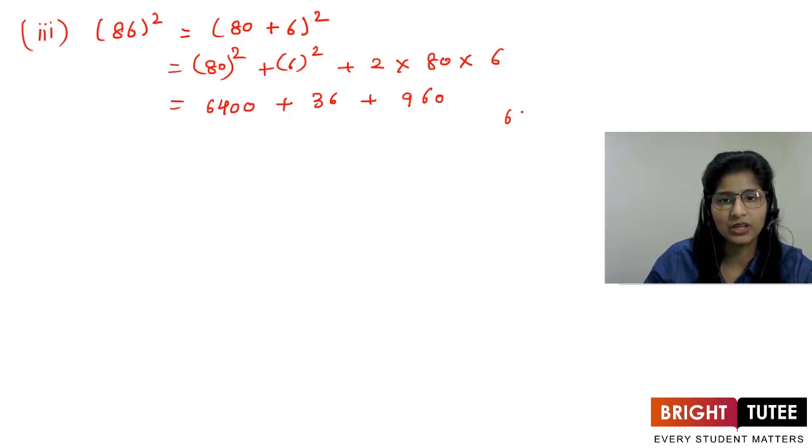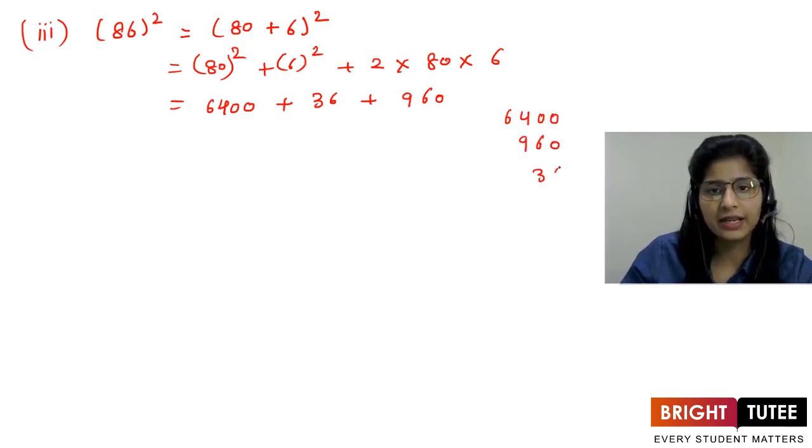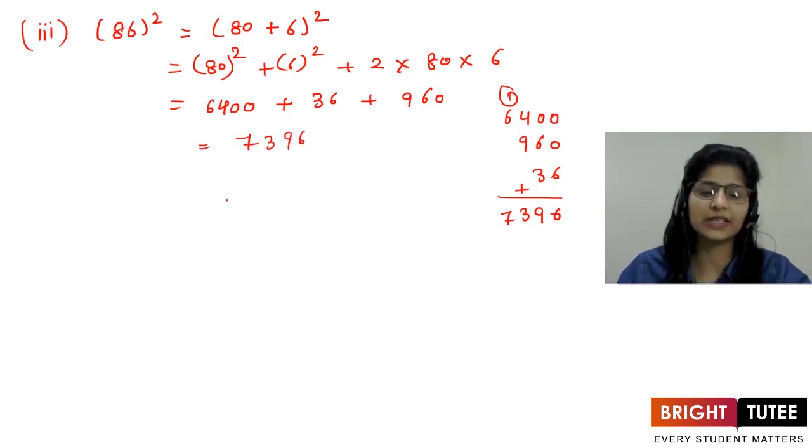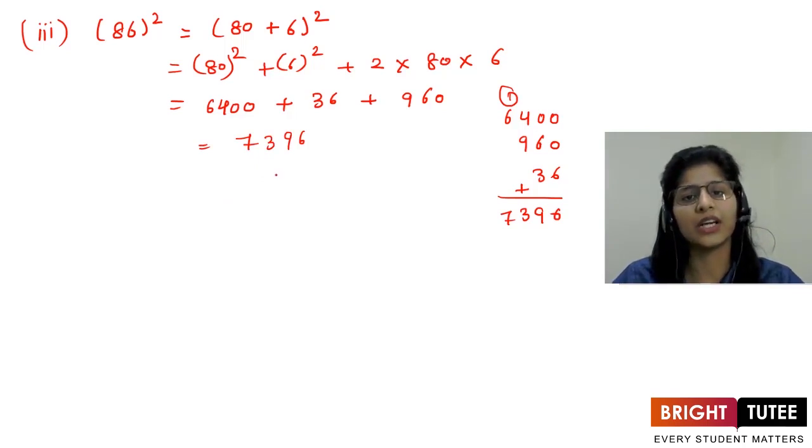Let us add them all. 6400, 960 and 36. Here it will be 6. 6 and 3 is 9. 9 and 4 is 13. 1 is the carry. 6 and 1 is 7. So we get the answer as 7396. So the square of 86 is 7396. Clear? Okay. Let us do another part.